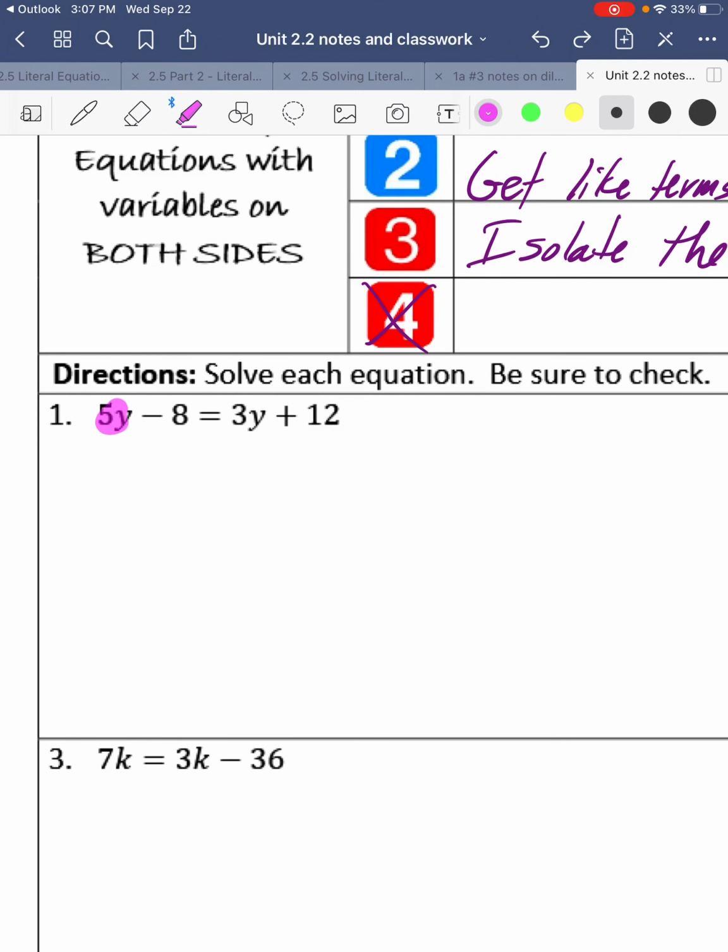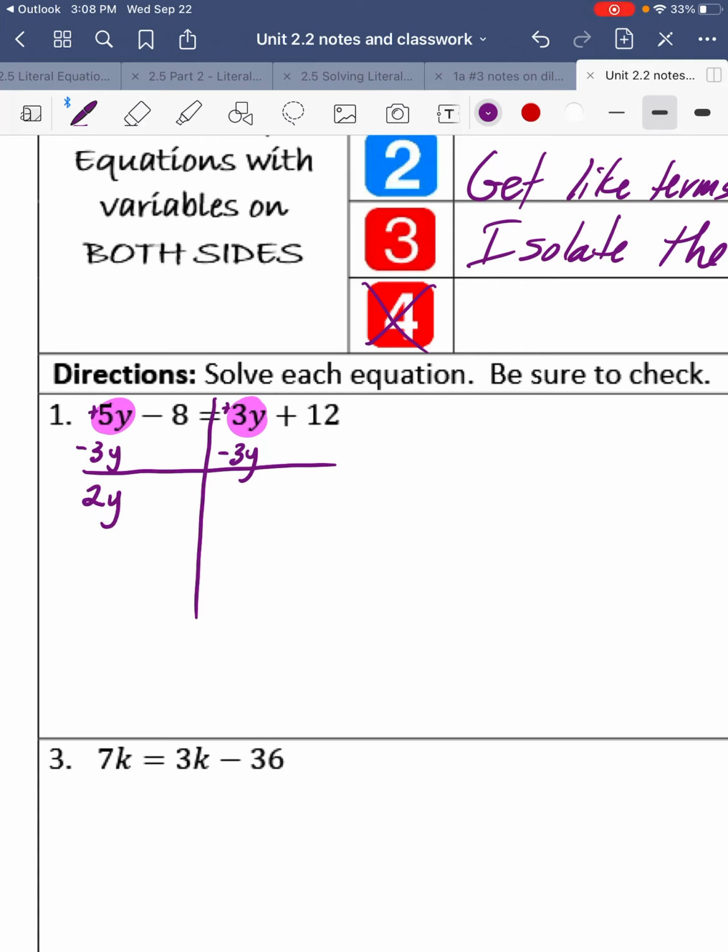So we have like terms, I have 5y and 3y. We need to get those together. 5y is positive and 3y is positive. You can either subtract 3y to both sides, or you could subtract 5y. It does not matter which way you do it. Both are correct. I'm actually going to go the other way, because if I subtract 3y, 5y minus 3y is 2y. That's positive. I like positive answers, so I'll always move the smaller number, or I try to make it a positive answer.